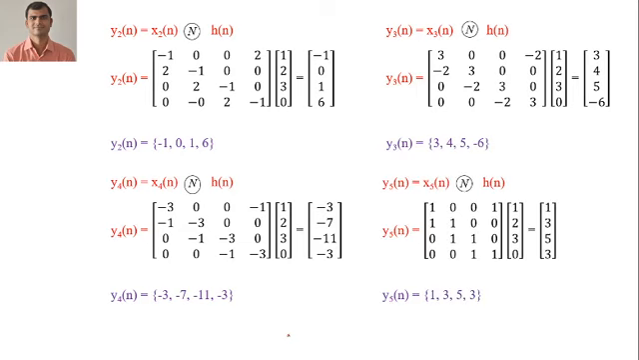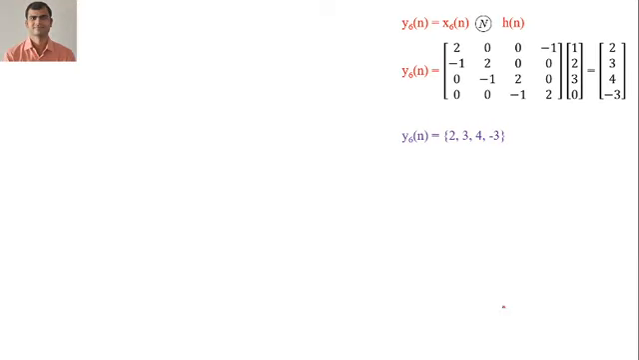So these are the outputs for y2 of n, y3 of n, y4 of n and y5 of n. Now the last is y6 of n, x6 of n circular convolution with h of n. We will get the output as 2 3 4 minus 3.